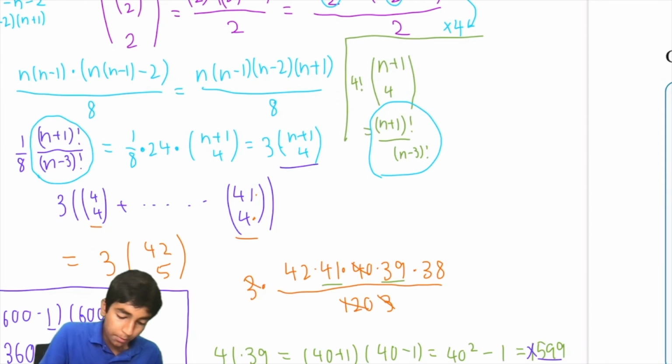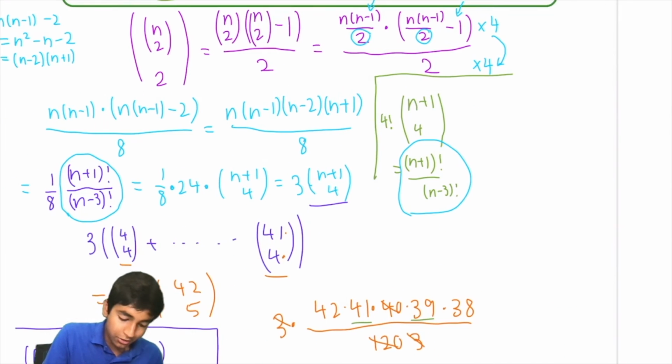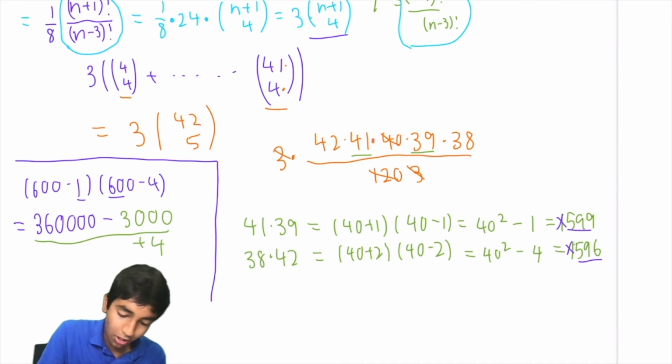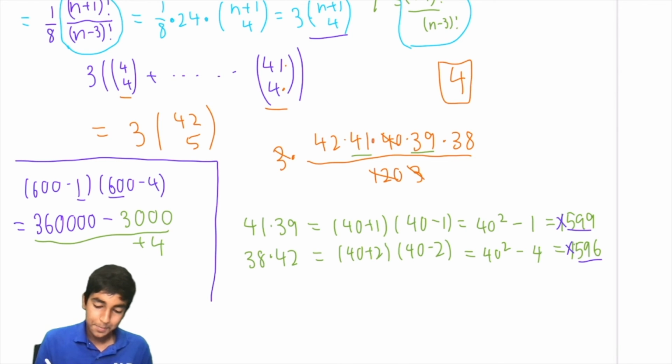But we are asked for the remainder when divided by 1000, so these terms are both multiples of 1000 and they don't matter. The answer is just that leftover 4 at the end, all alone. The answer is just 4.